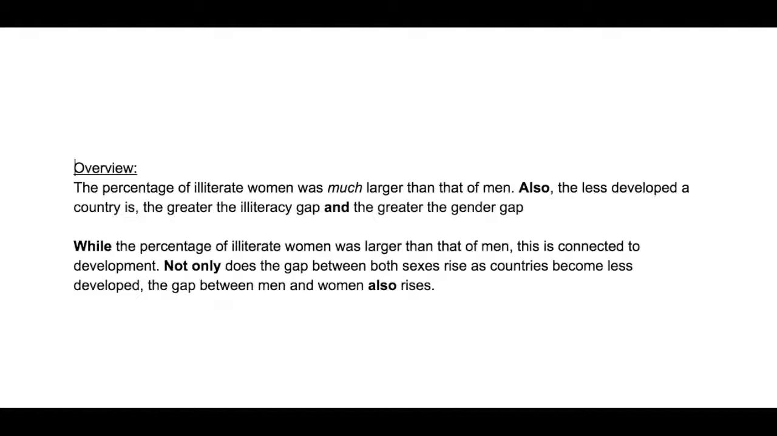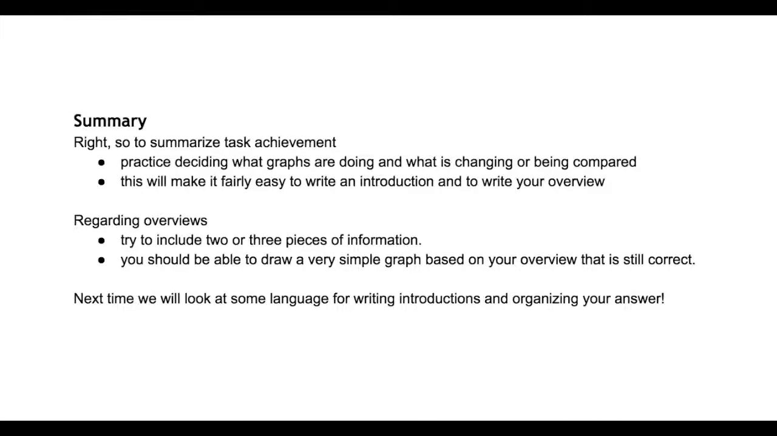We could make it more complicated using while and using the old not only, also, or but also idea as well. But it's the same idea. Okay, so to summarize what we did today, to summarize task achievement, you can practice deciding what graphs are doing and what is changing or being compared, and this will make it easy to write an introduction, to write your overview. And about overviews, try to include 2 or 3 pieces of information. You should be able to draw a really simple graph based on your overview. Finally, remember, there's never one correct overview.